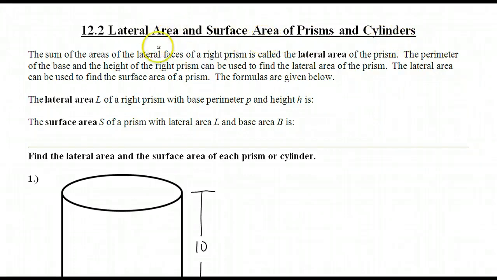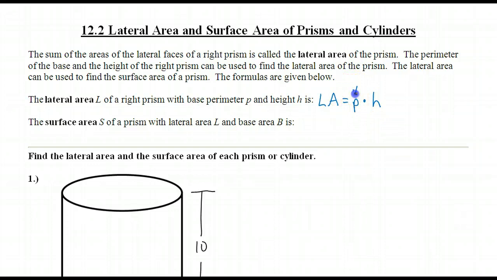It's the area without the area of the two bases. So the lateral area of a prism and a cylinder is the area of all the sides added together without the bases. So if I want to come up with a formula for the lateral area of a prism or a cylinder, I'm going to take the perimeter of the base and multiply that by the height of the prism or cylinder.